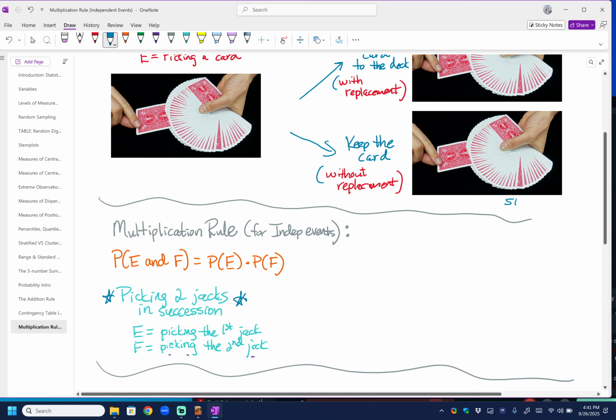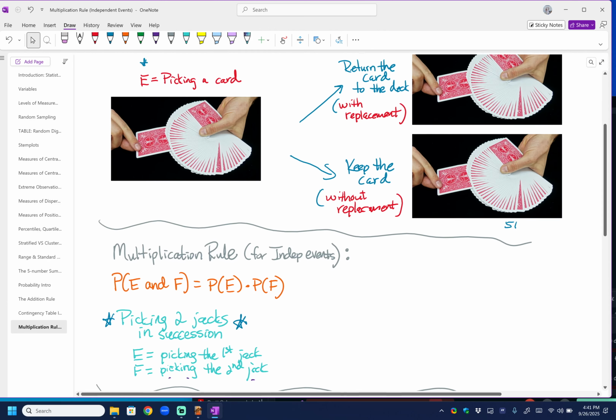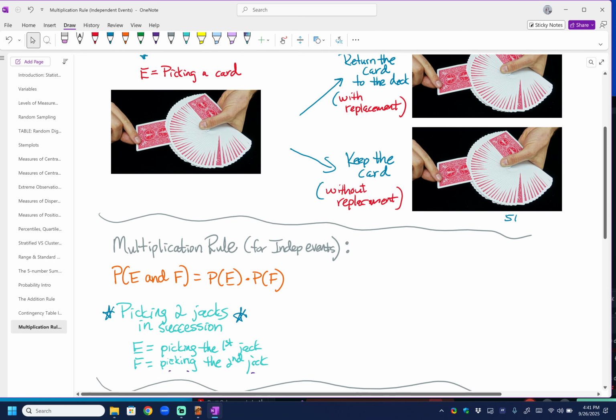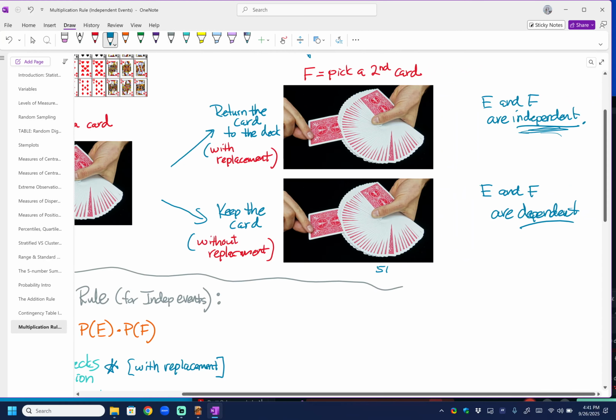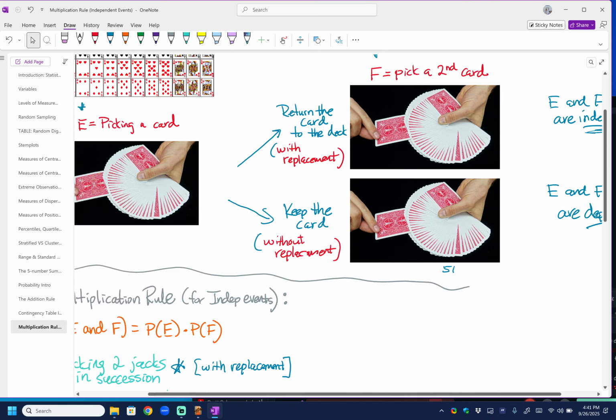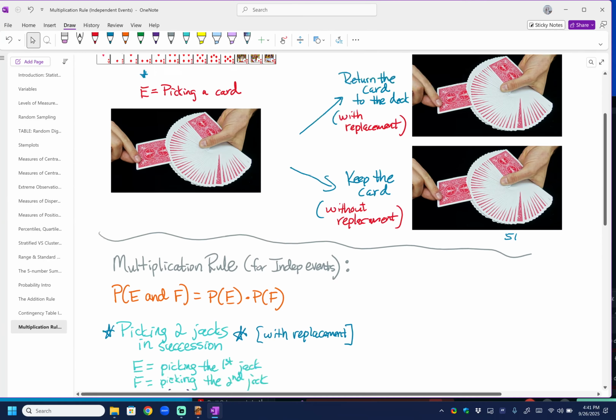In order to make this work, we're going to create the events. Event E is going to be picking the first jack. Event F is going to be picking the second jack. Now note, when we do this scenario, we're going to say with replacement, because right now the only multiplication rule that we know is one for independent events. And recall from our example up here, independent events are based on having with replacement in terms of your probability experiment.